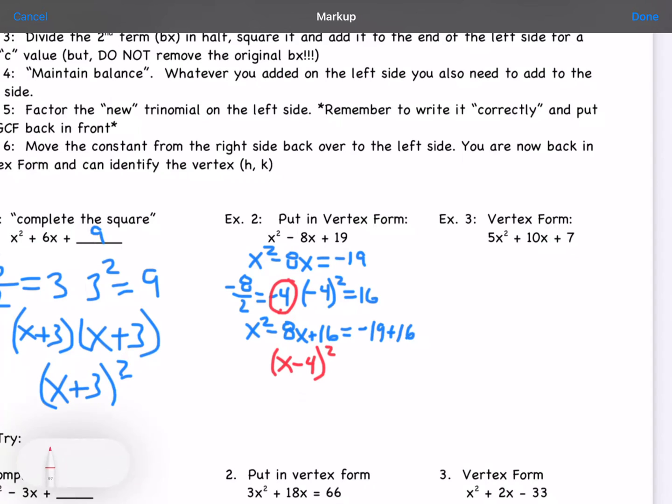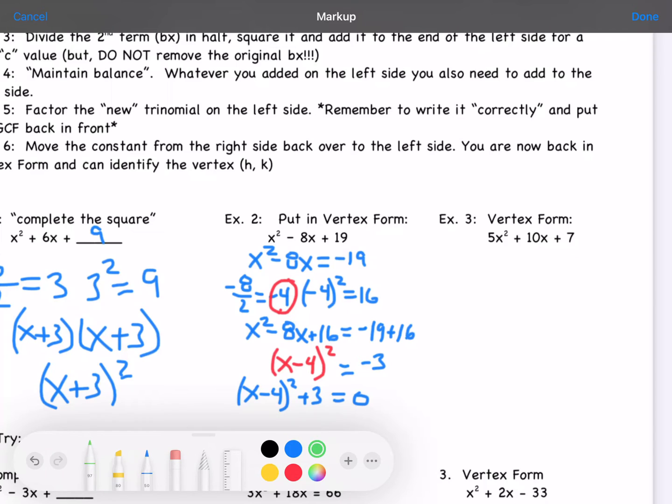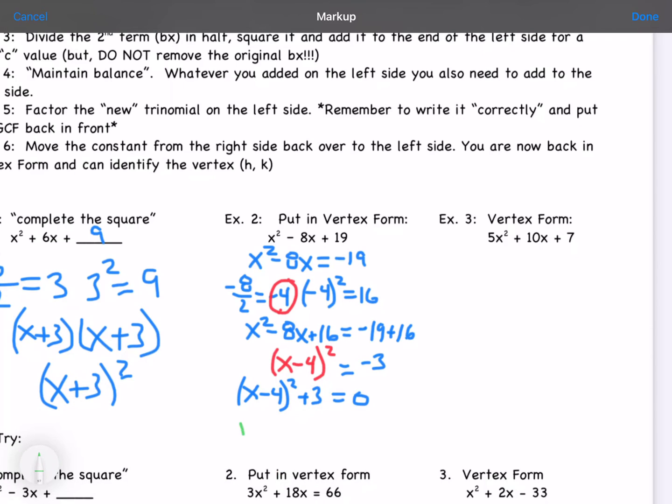And then it's equal to negative 3. And so then our last step is we bring everything over. X minus 4 squared plus 3 equals 0. And so we would say our vertex is at 4, 3. 4 to the right and 3 up.